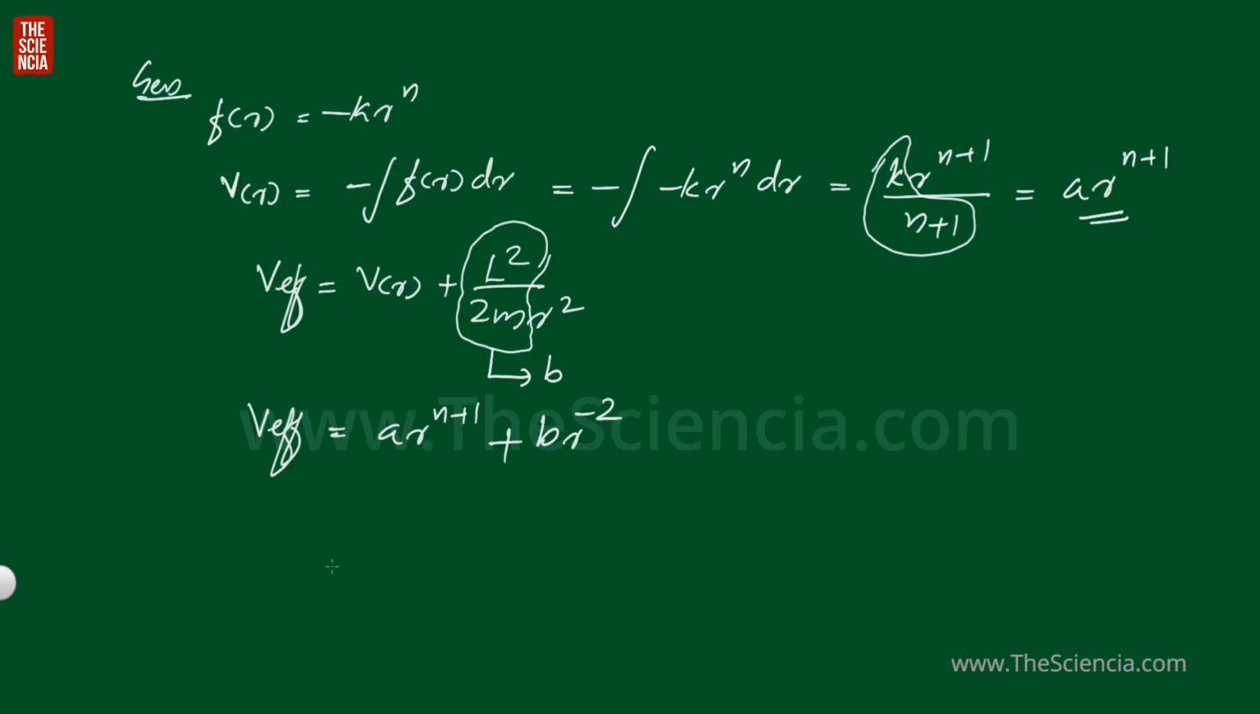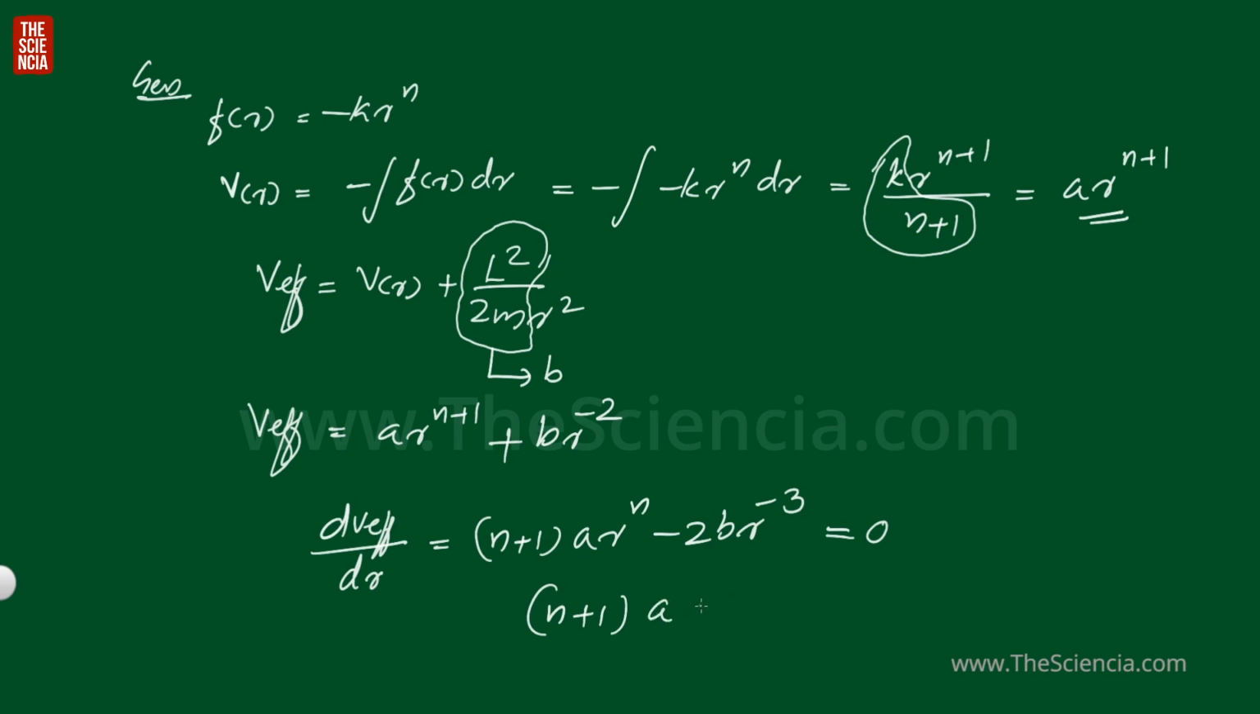Now we have to check for the stability of this orbit. dV effective/dr is equal to (n plus 1) a r raised to n minus 2b r raised to minus 3. We have to find the equilibrium point, right? So we equate this to 0. I can rewrite this equation as (n plus 1) a equal to 2b r raised to minus n plus 3.